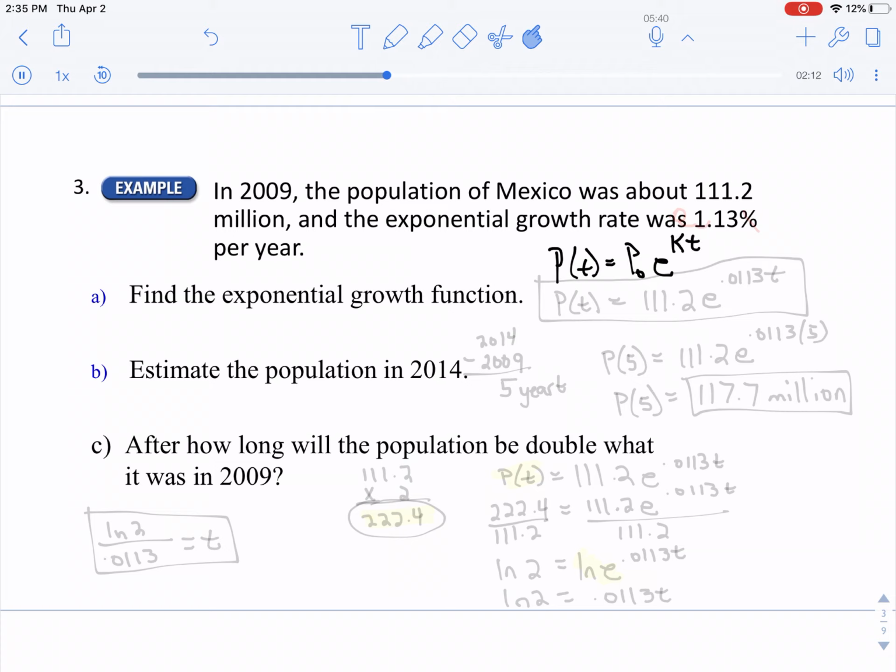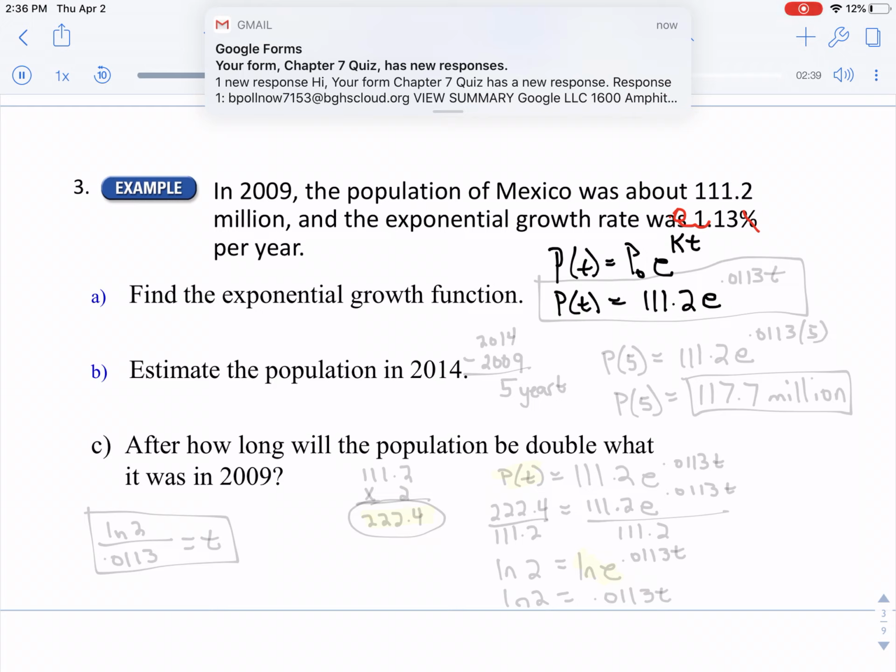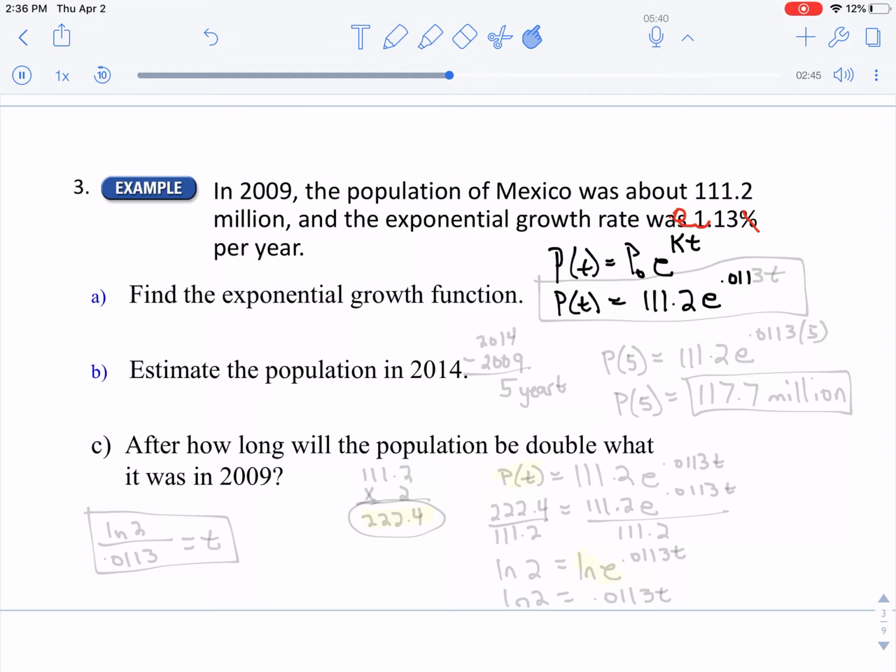Now we're going to start plugging in the numbers. So we don't know the final population, but we know the initial population was 111.2. We're not going to put the million in. Then e stays e. And then our growth rate, that's 1.13%. But remember, when we're doing calculations, we can't have a percent, so we're going to move that decimal back 2 places and get 0.0113. So this is going to be e to the 0.0113 t power, and there's the answer for A. That's the actual growth function.